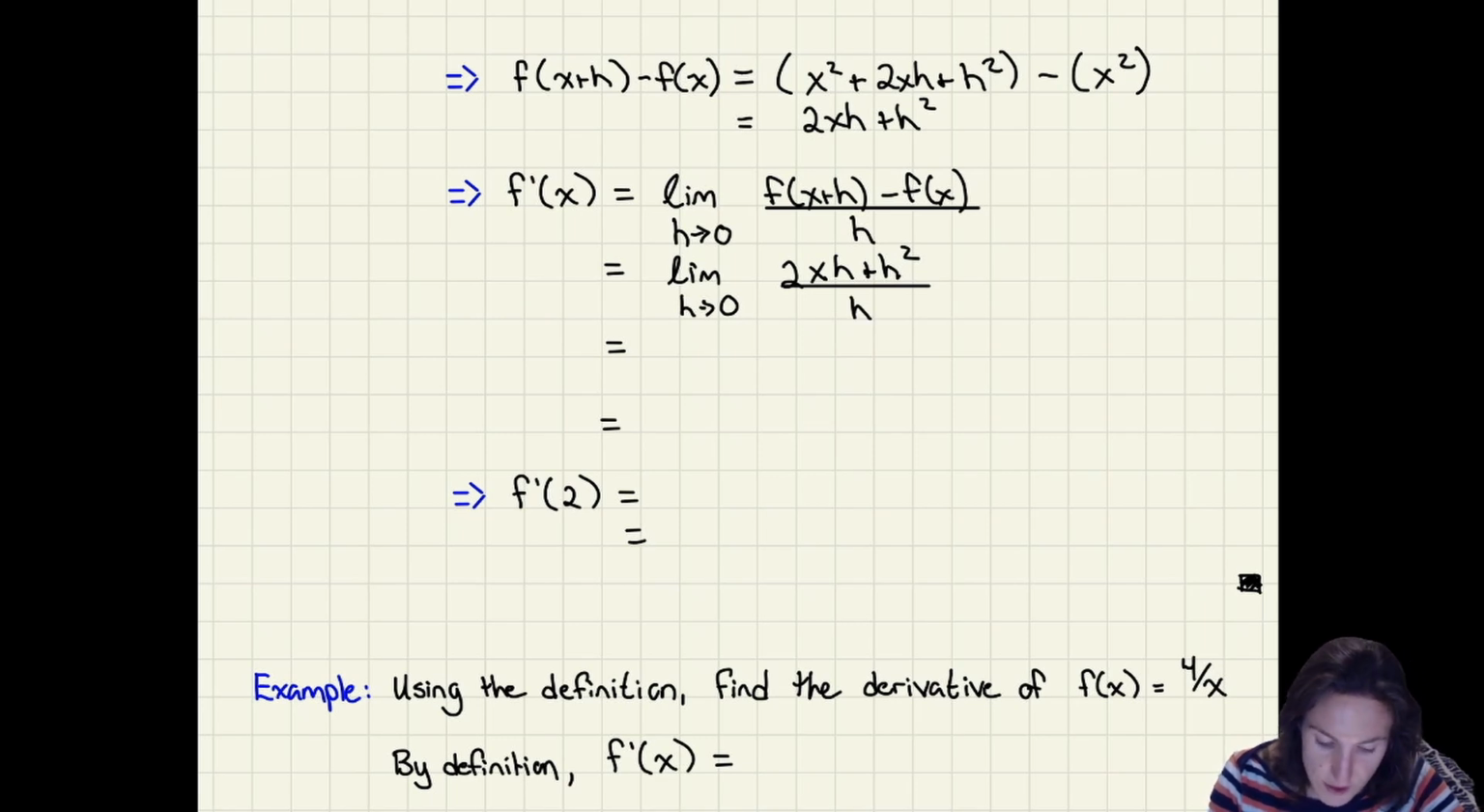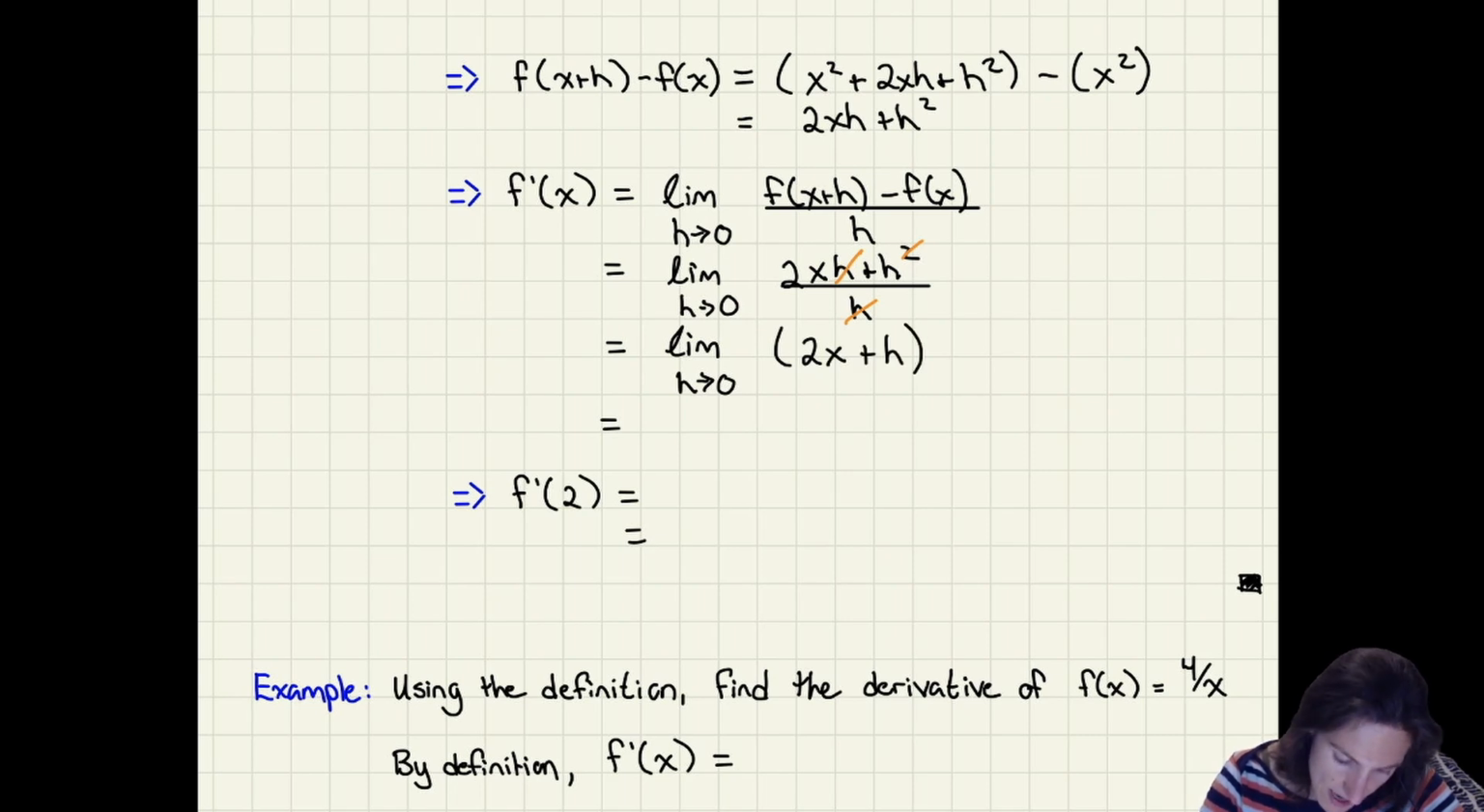Now I have an h in each term at the top, so I'm going to be able to get rid of one of the h's for each term on the top and then the one on the bottom. And I'm going to be left with 2x plus h. I cannot simplify this anymore, so now I can sub in my 0 into my h, and what am I left with? 2x.